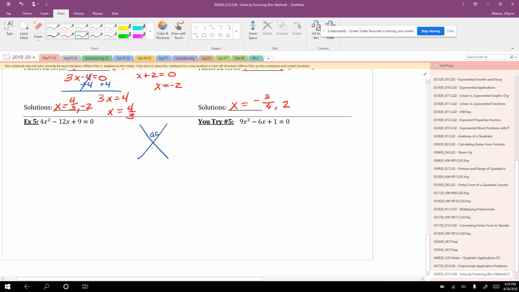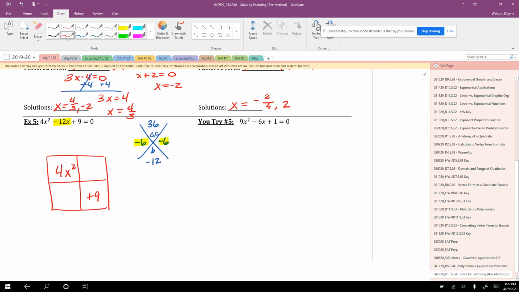A times c adds to b. A times c is 36. B is negative 12. My two numbers I'm looking for here are negative 6 and negative 6. Right? Because if I multiply those, I get positive 36. If I add them, I get negative 12. Okay, go ahead and draw a box. So when I draw a box, I just draw it like this. All right, first and last term stay the same. Split that middle into the two numbers from the x game. So instead of negative 12x, I'm going to split into negative 6x and negative 6x.